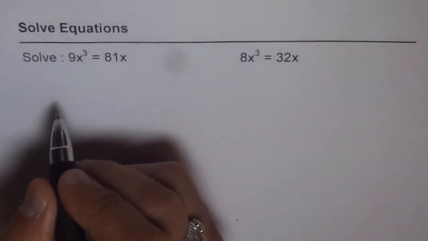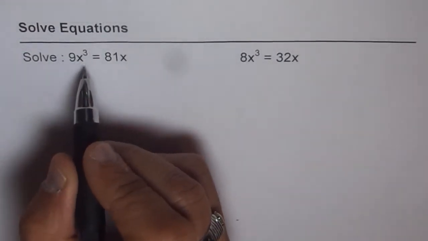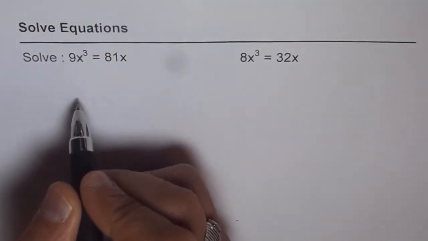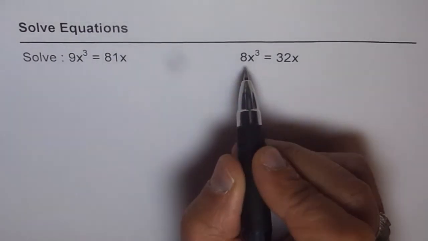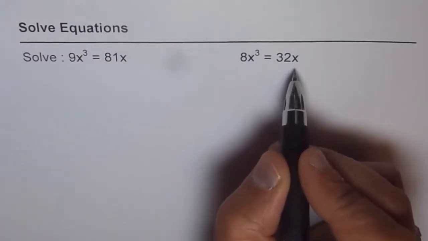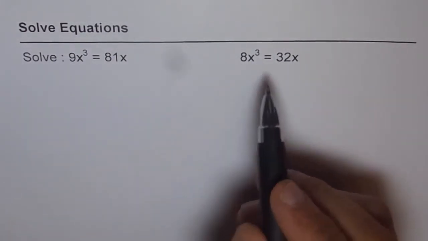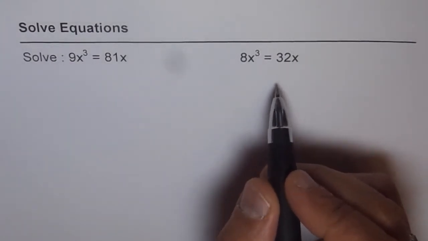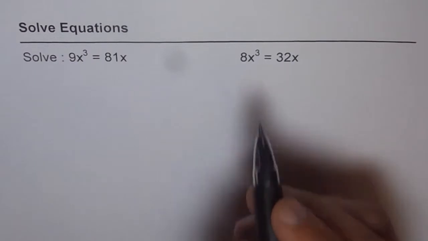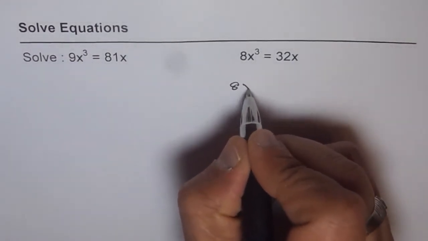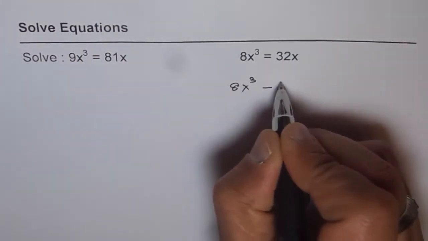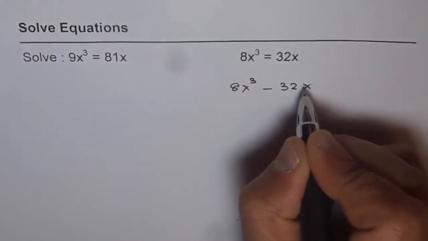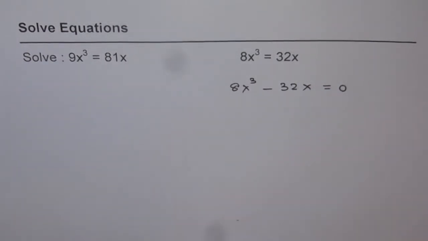So I'll do one of them for you. It is better for me to do 8x cubed equals 32x, since that is more complicated. It looks simpler but is more complicated. The way to do these equations is to bring all the terms to one side. That means we'll do 8x cubed minus 32x equals 0 and then solve.